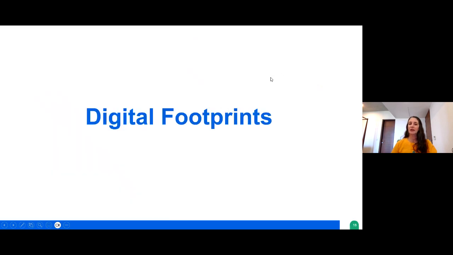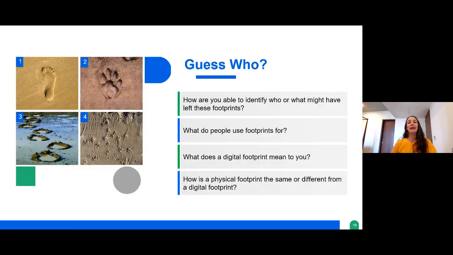I'm going to turn my attention now to digital footprints, which is, in a way, the next pass of digital etiquette. So let's start by looking at some footprints. And you see all these footprints here. Ojaswi, if the Q&A is open, we can have people talk about what kind of footprints they're seeing here between 1, 2, 3, and 4.